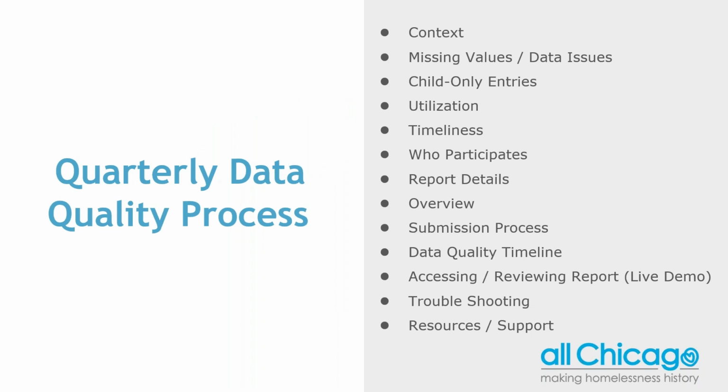Okay, so what we're going to cover today is the reason why we have data quality. We're going to go over missing data values, child-only entries, utilization, and timeliness. We're going to go over who participates, the report details, an overview of the process, the dates and the times, submissions, the data quality timelines, access and reviewing the report. I'm going to share my screen, and we're also going to go through a couple of troubleshooting things during that time as well. And then resources and support that we have. And then if there's time left, we can address any remaining questions.